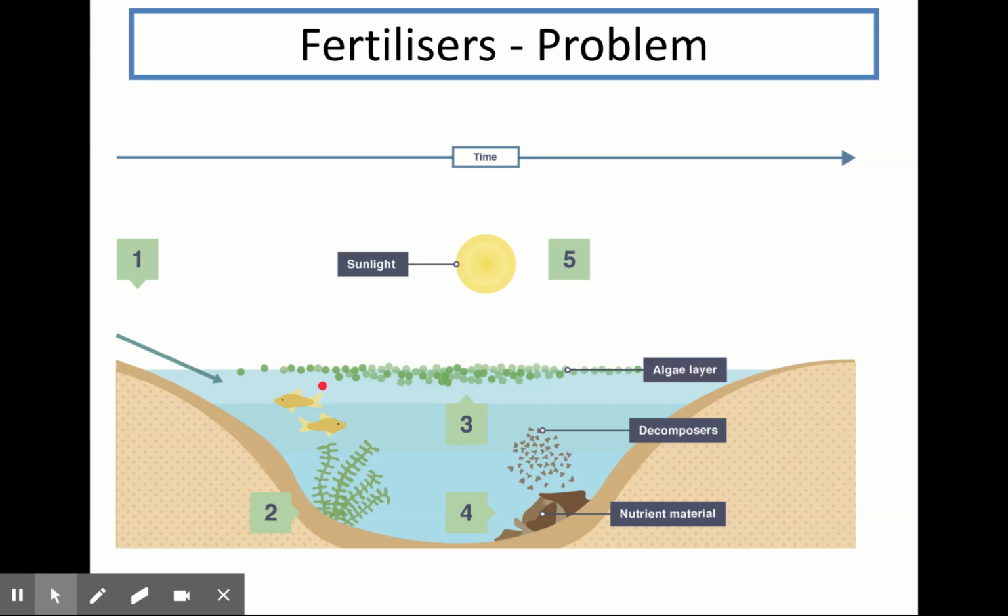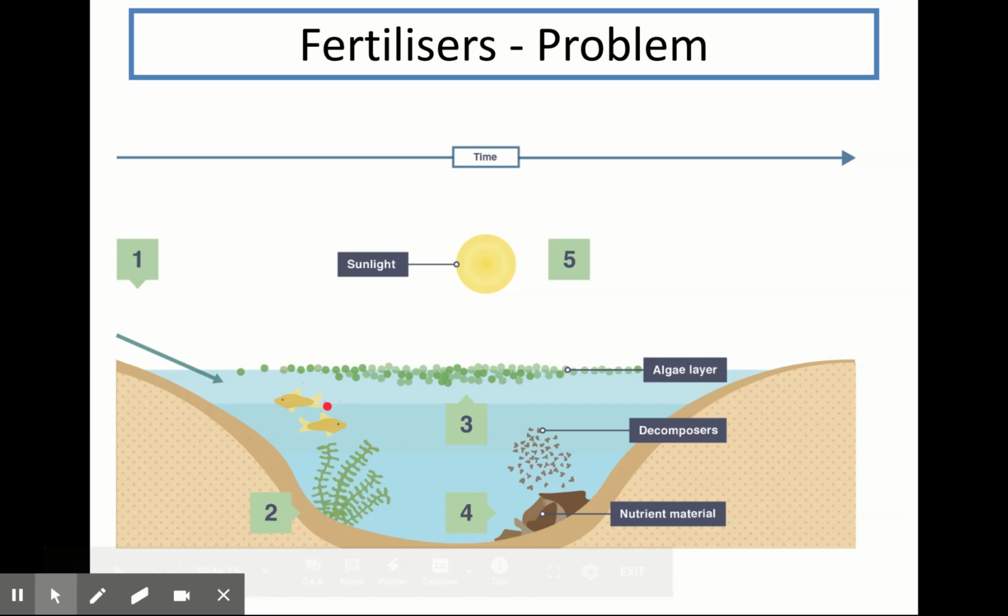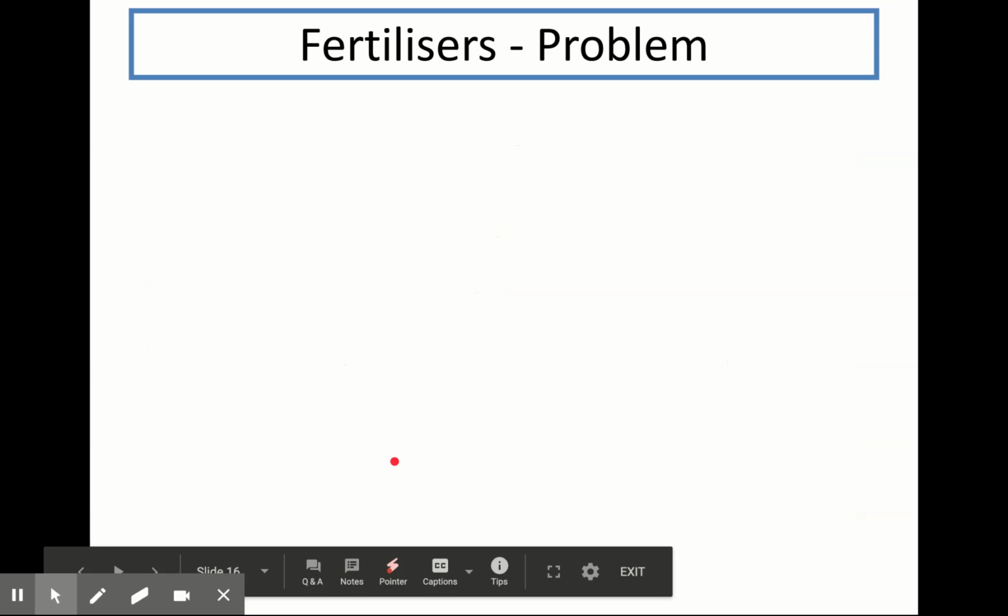So remember, biodiversity is the variety of living things in an ecosystem. So here the excess nitrates have created an overgrowth of algae and also bacteria, but the plants and other living things won't be able to survive.